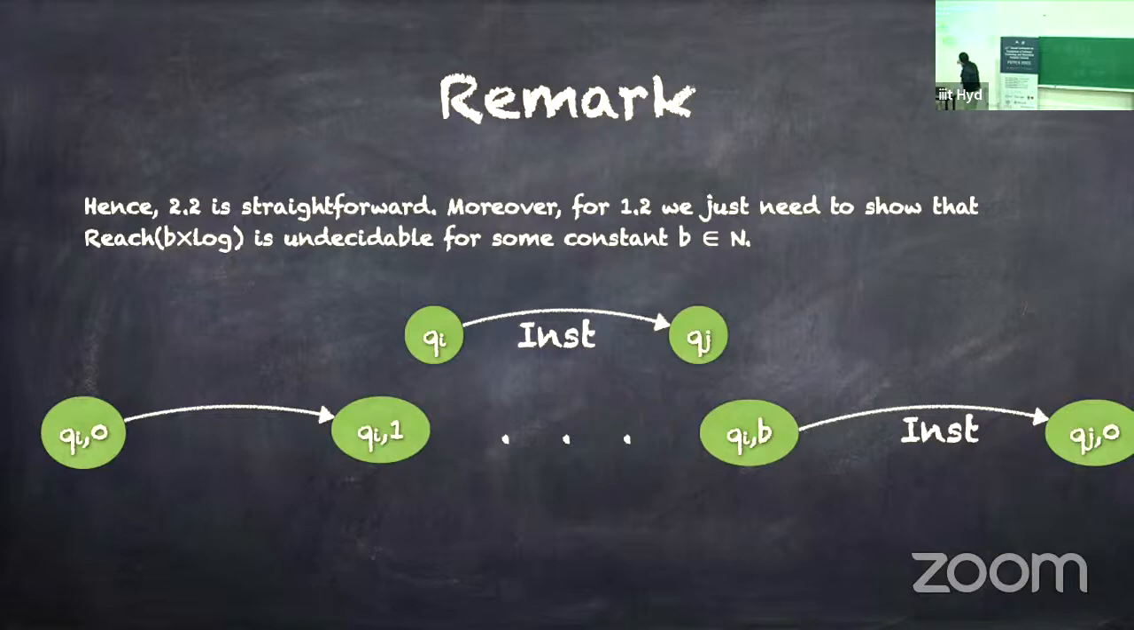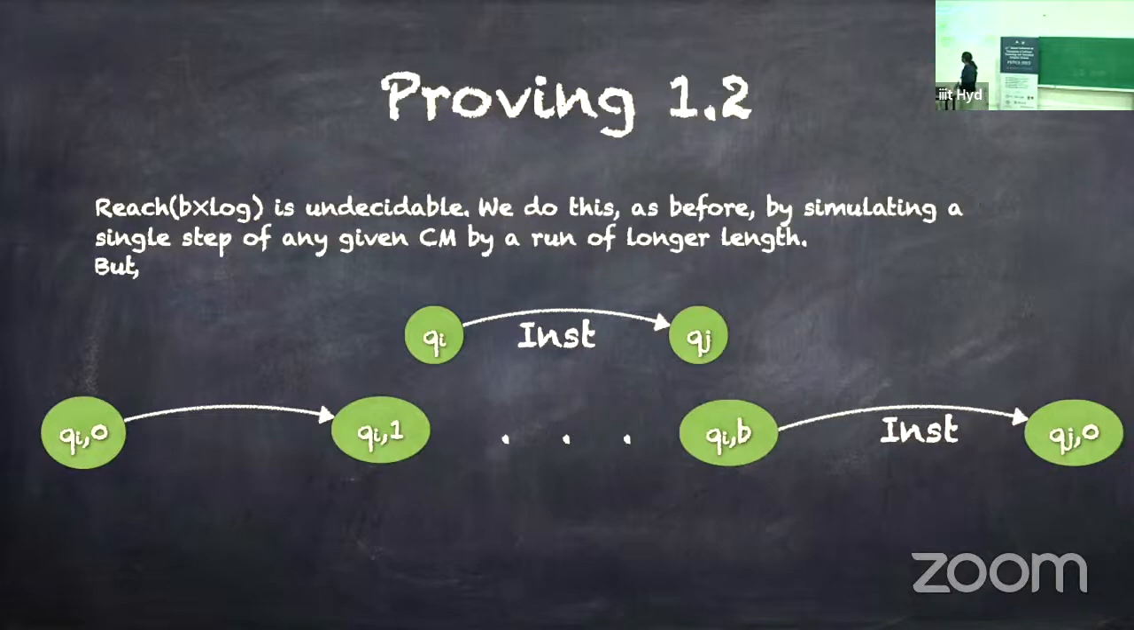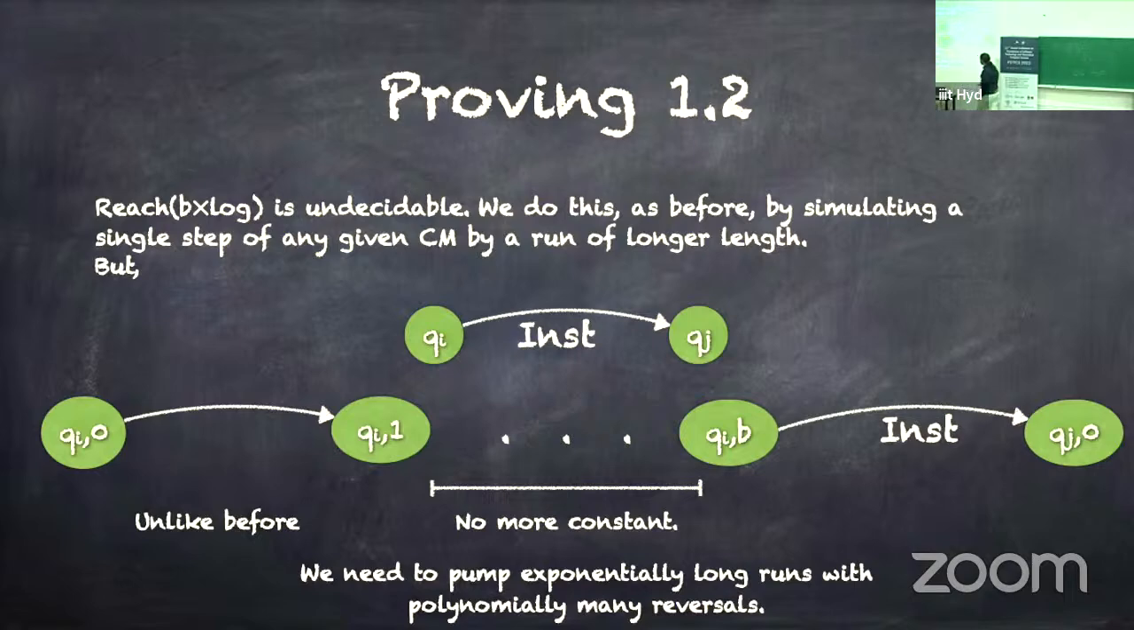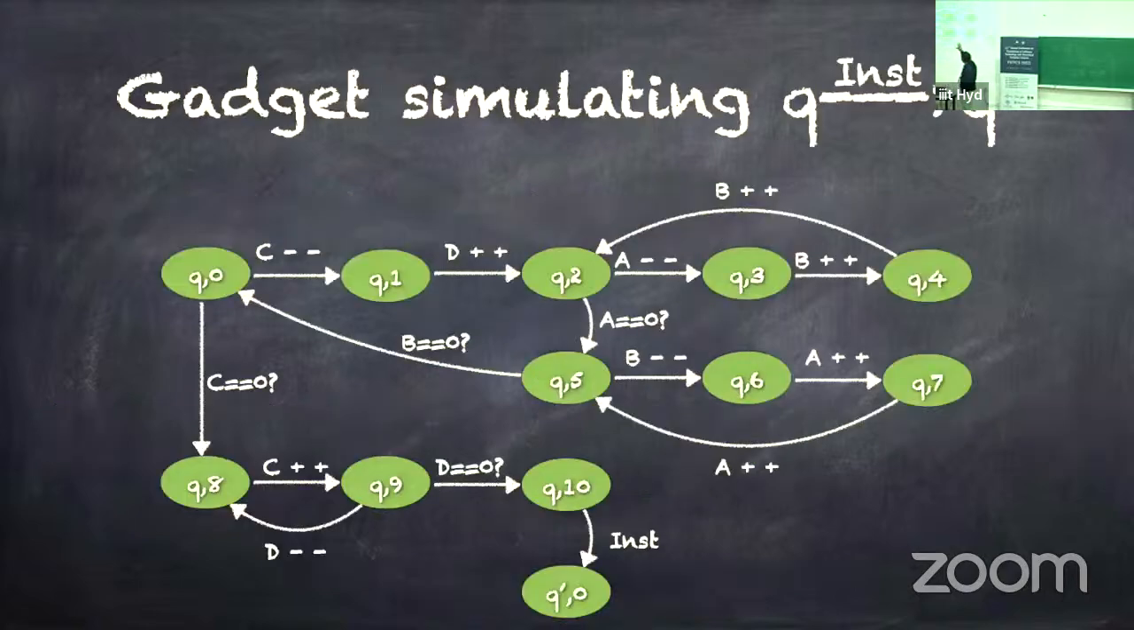Now, moreover, for 1.2, we just need to show that reach of b into log is undesirable for some constant b. That's all it is. But this is not as trivial as before, because unlike before, the number of dummy transitions that we need to add between these two transitions, between this Qi and Qj, is actually dependent on the history of the run. Because every time the length of the run increases, you want to add more and more dummy transitions. You want to enforce more and more longer runs. Hence, this is no more a constant. So we need to pump exponentially long runs with polynomially many reversals. That's basically the trick.